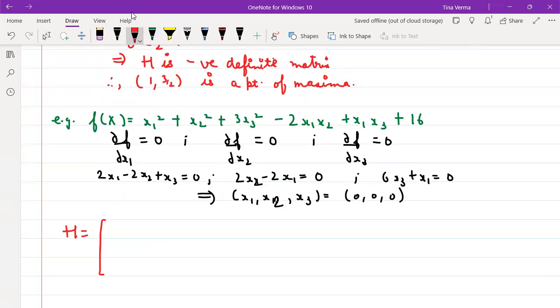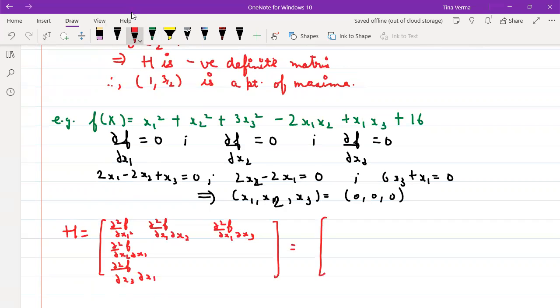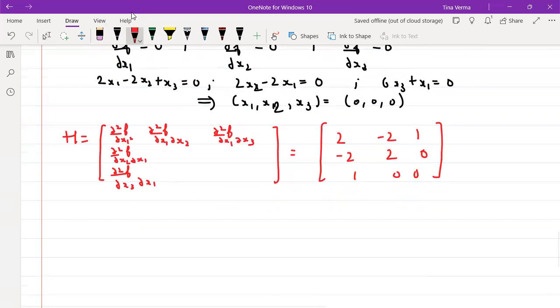Now you have three variables. So the Hessian matrix will be of 3 cross 3 order. So that will be ∂²f/∂x1², ∂²f/∂x1∂x2, ∂²f/∂x1∂x3, and similarly for your x2 and for your x3. So the matrix is coming here as 2, -2, 1, -2, 2, 0, 1, 0, 0. So this is your matrix. Next you have to check whether this is positive definite, positive semi-definite, negative or negative semi-definite.